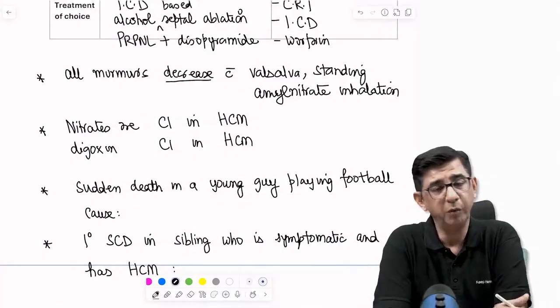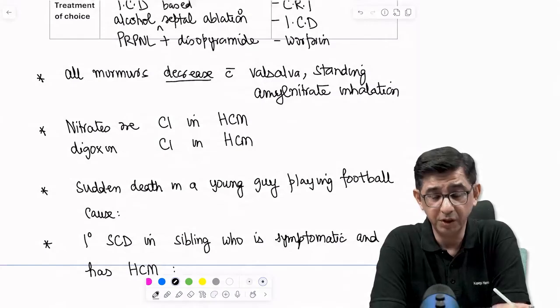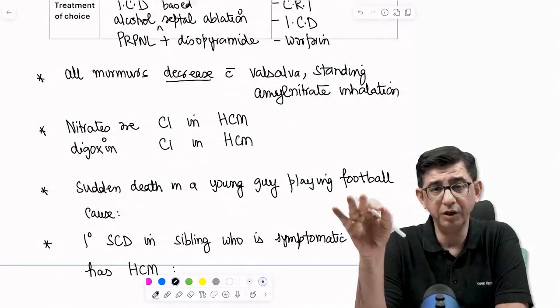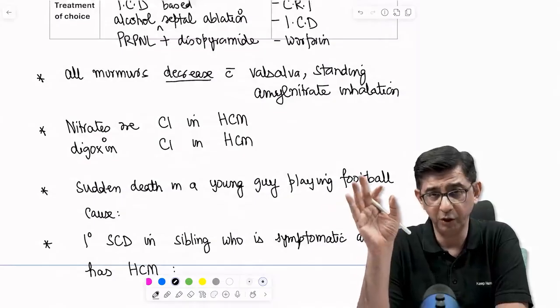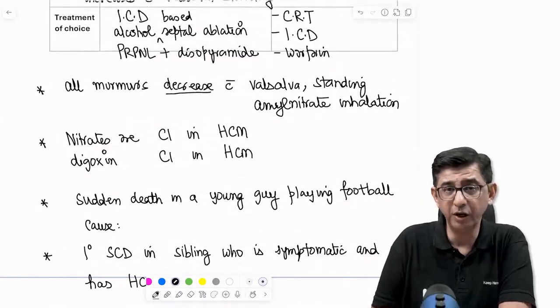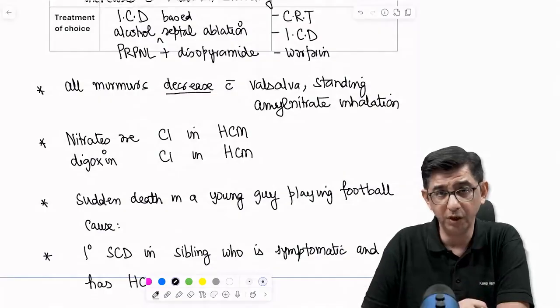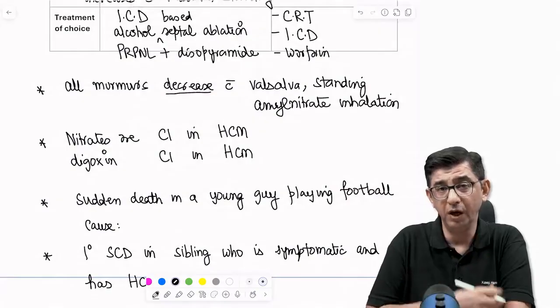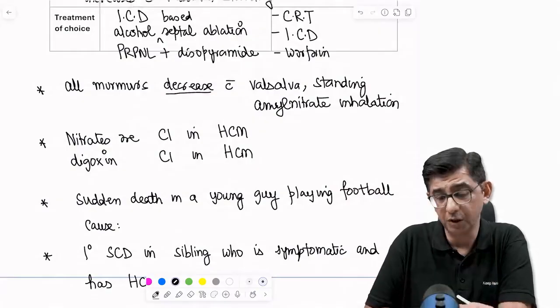Nitrates are not given in hypertrophic cardiomyopathy, so it's digoxin. The routine drugs, just remember my statement that all drugs that are used in heart failure management are not given in hypertrophic cardiomyopathy. The logic is that in these patients, nitrates are decreasing the preload, so they will cause less blood to come to the heart. If less blood will come in the heart to the right, less will go to left. And if less blood will go to left, the BP of the patient will begin to drop.